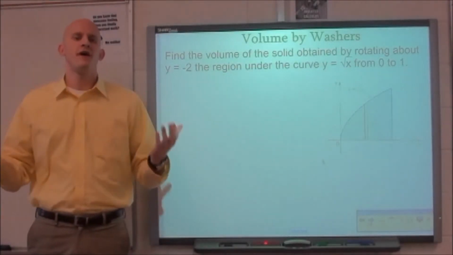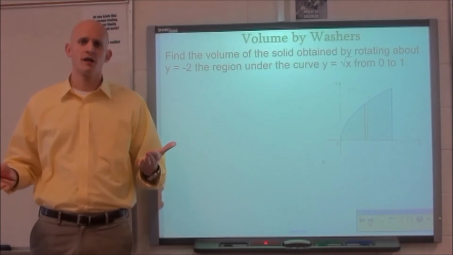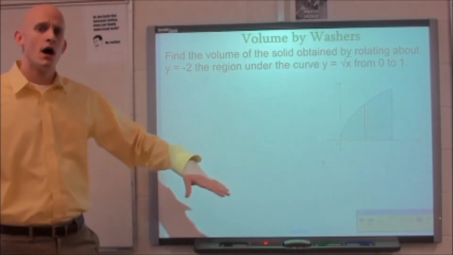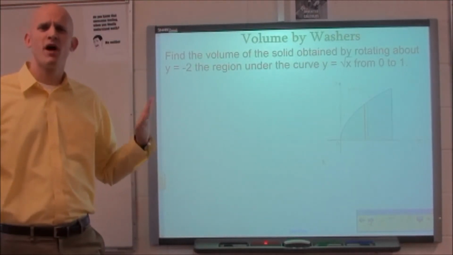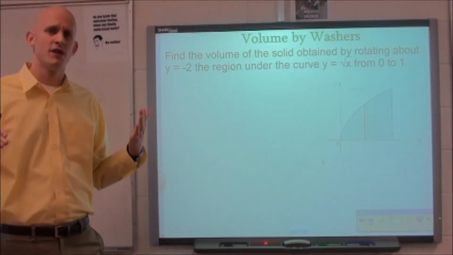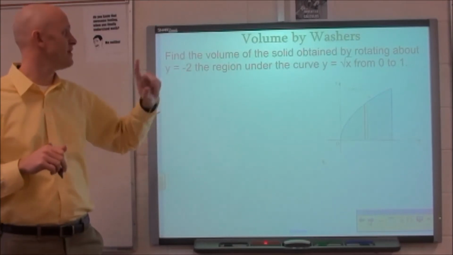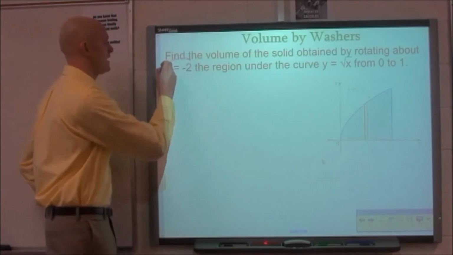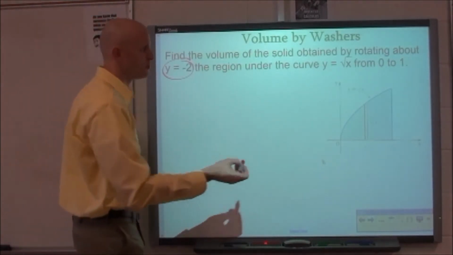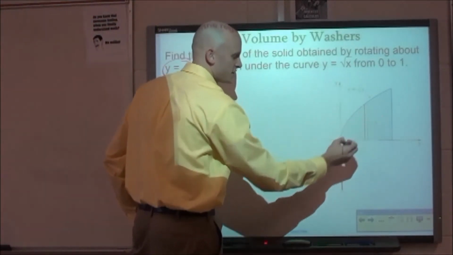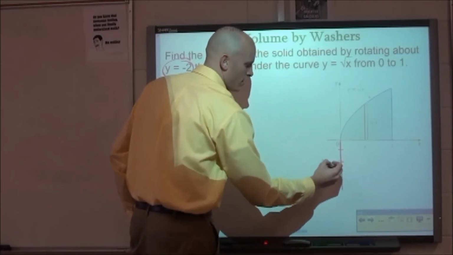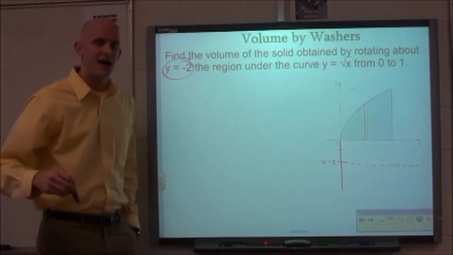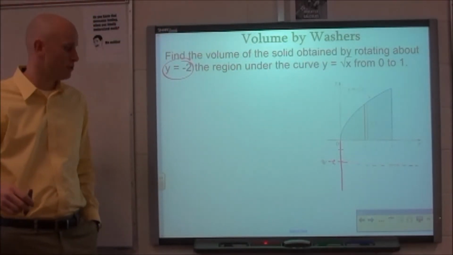For our example for finding the volume using washers, we're going to take a look at this example that we did on the front side of your notes, and then apply the washer method because we're going to have a little bit of a different rotation. So it says find the volume of the solid obtained by rotating about the line y equals -2. So we're going to rotate this shape about the line y equals -2.